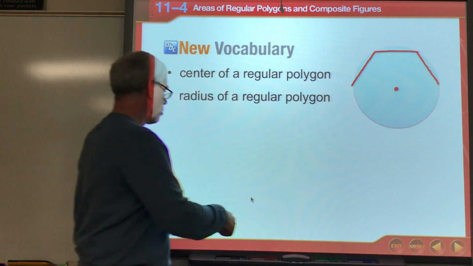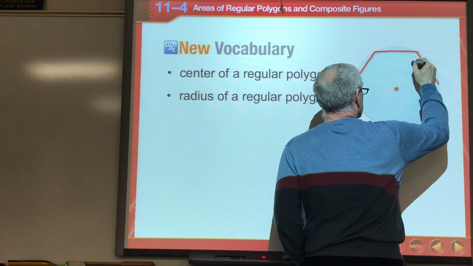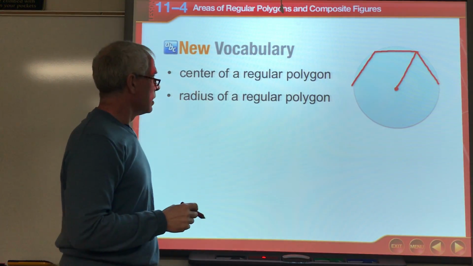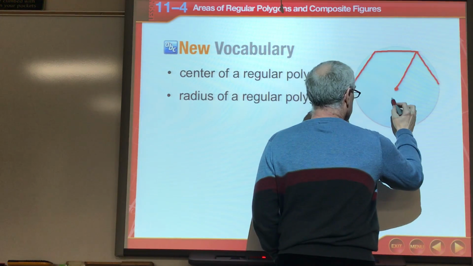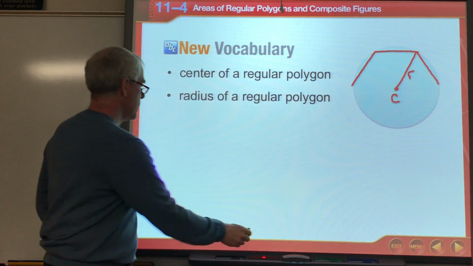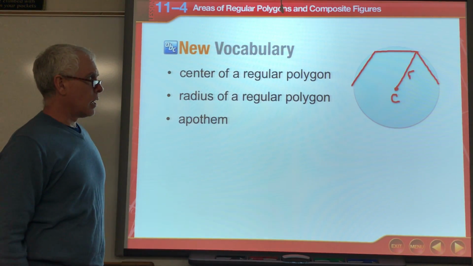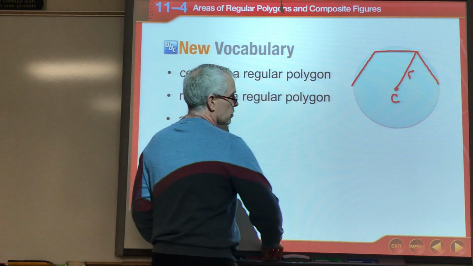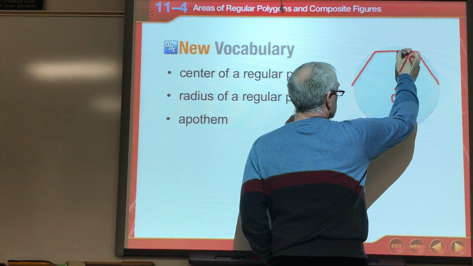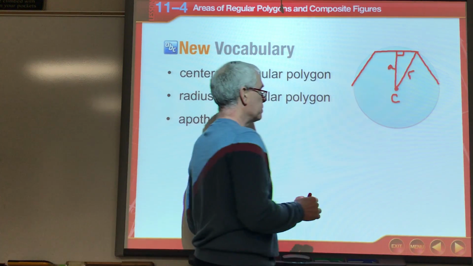The radius of the polygon goes from the center to the edge of the circle, so it ends up going to a vertex, okay? So this is going to be your center, that's your radius, okay? An apothem is a line segment that goes from the center of the polygon perpendicular to a side, like so. So this is your apothem.